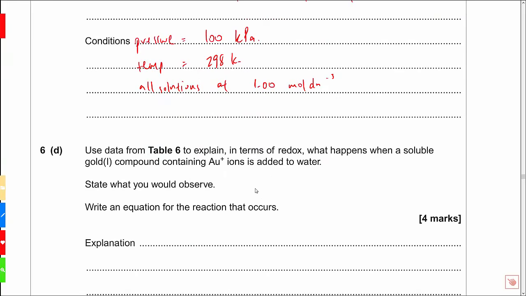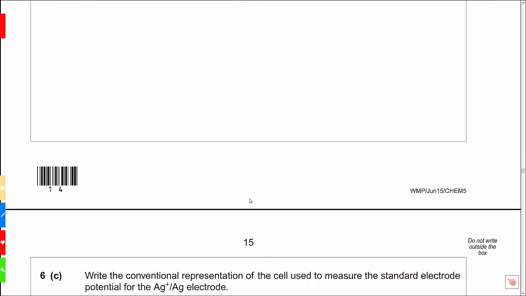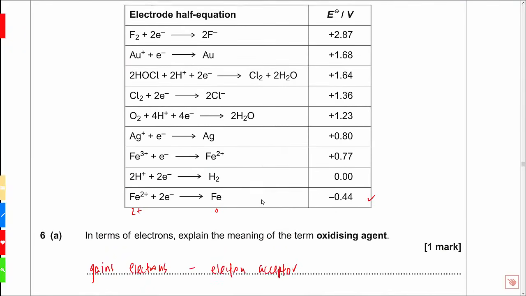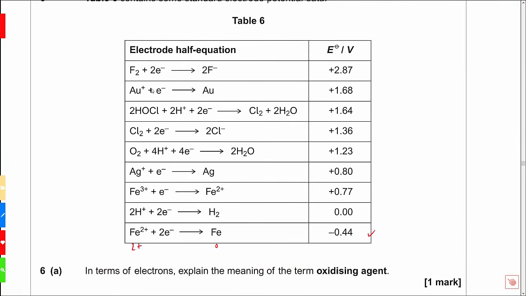Use the data from Table 6 to explain, in terms of redox, what happens when a soluble gold 1 compound containing Au+ ions is added to water. I hate these questions. But we're going to go right the way back up to our table. We're looking for the Au+, and we are adding that to water, so we're going to be adding it to this one here.